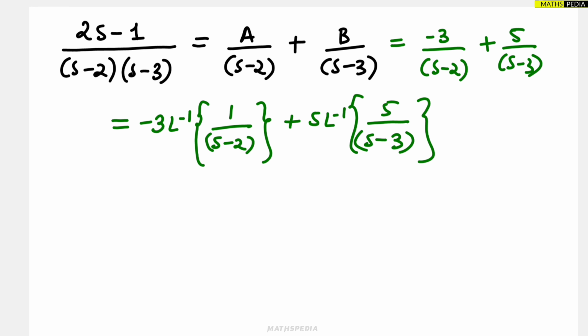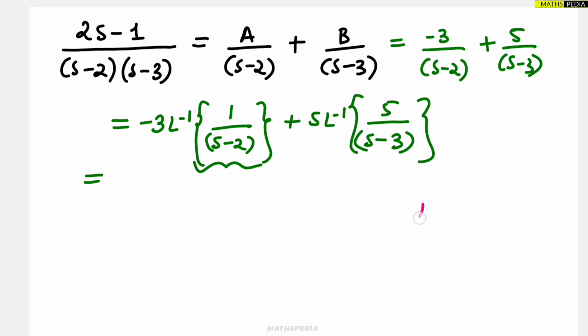I hope you understood here. So we are taking the Laplace inverse on both sides. Here also Laplace inverse, here also Laplace inverse. By the linearity property we are splitting here, since a plus sign is there. That's it. Now what is the formula for 1 by s minus a? We have studied that formula.